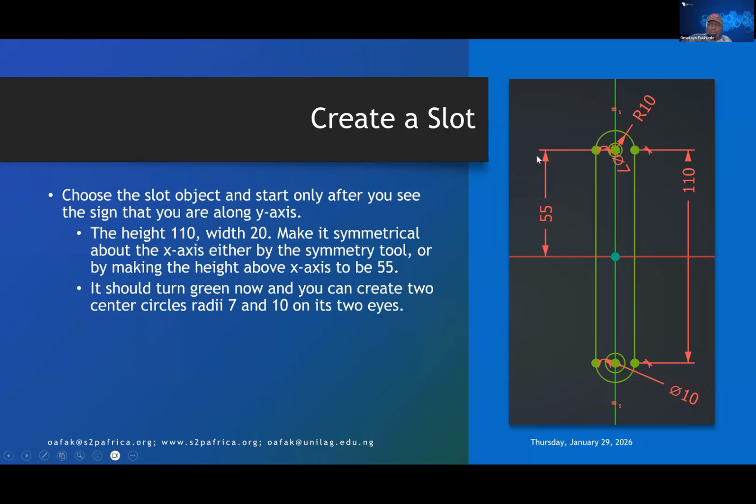So if you follow the example and you want this thing to be symmetrical along the x-axis, you make this distance 55, make this 110, or you select the 2 points and then select this one and say this line should be a line of symmetry. So you have objects here, this object, this object, this object.